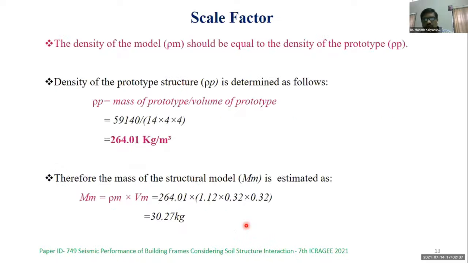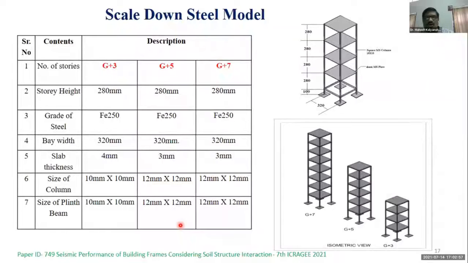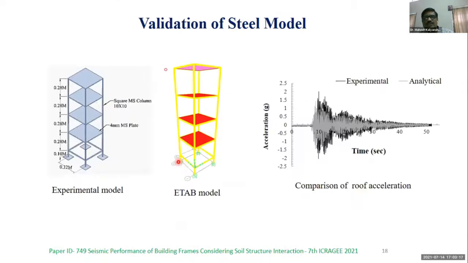And after preparation of the model, we have checked whether we get the same frequency or not. Then the density also we scale down, and the density of the prototype we obtained as 264 kg per meter cube, and the same density we maintained. In the scaled down model, accordingly, the mass needed was 30.27 kg. So with all these background calculations, we ultimately arrived at these models with these specifications, which are given in the table. The three models, G+3, G+5, and G+7, steel models, we converted into a small scale, and accordingly all the dimensions are shown. And now these models we used for the test.